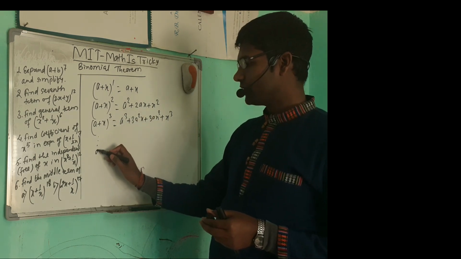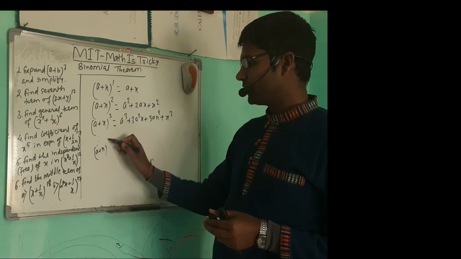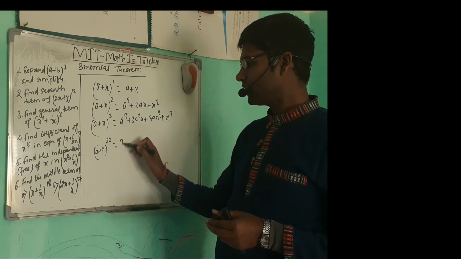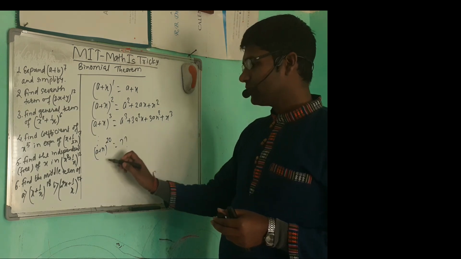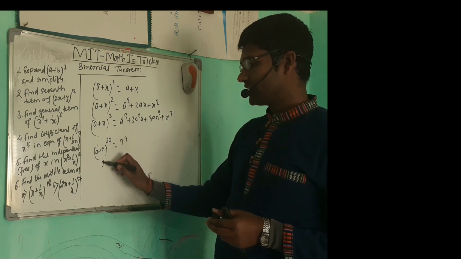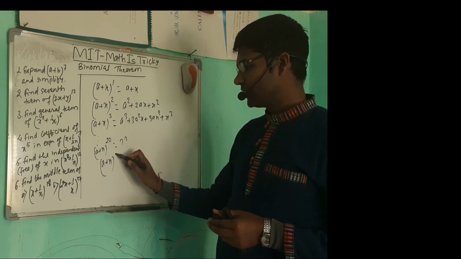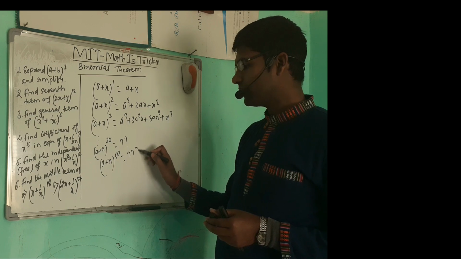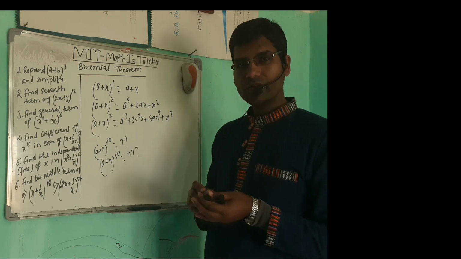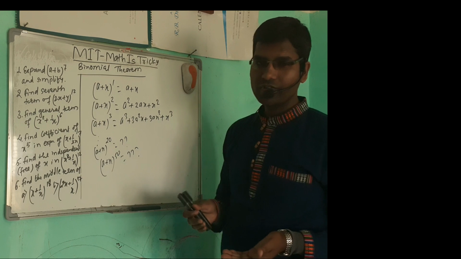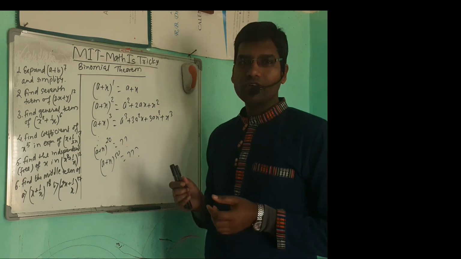Now my question is, if the power goes on increasing, what will be the answer? Suppose you have to find (a + x) whole power 20. How do you write this? If the power increases, suppose (a + x) to the power 50, what will be your answer? It means if the power goes on increasing, it will be difficult for us to write.